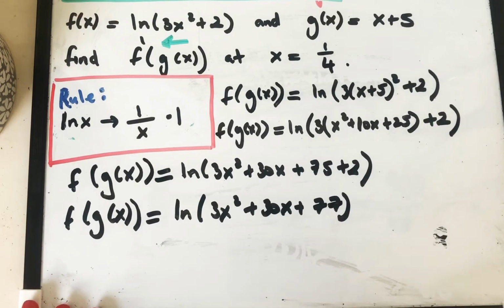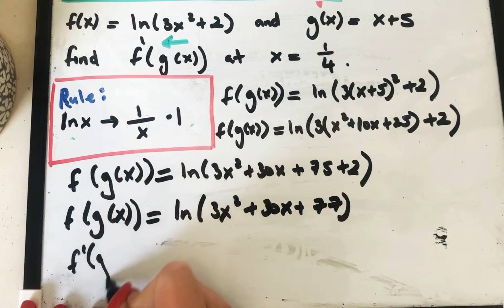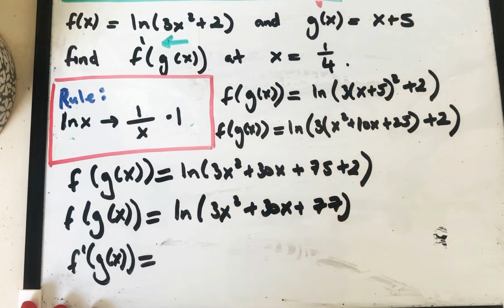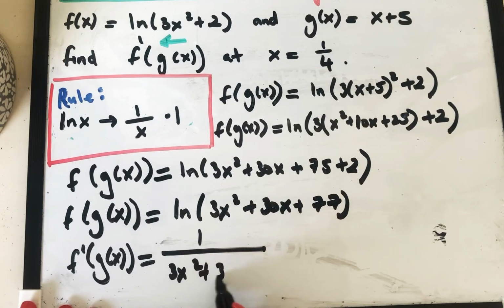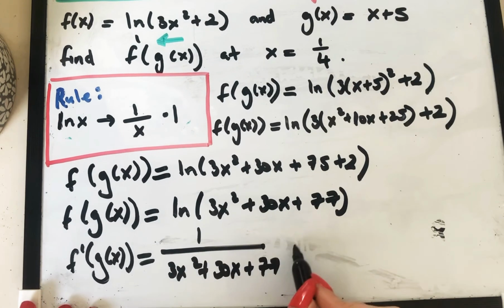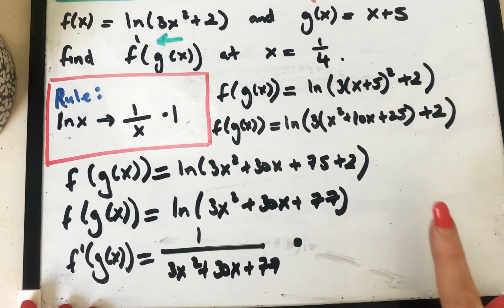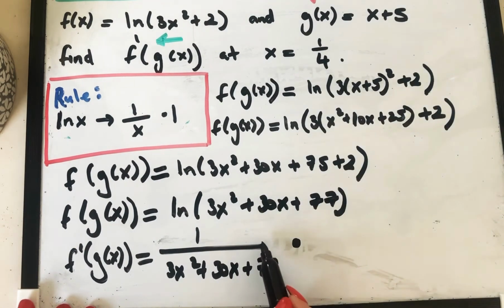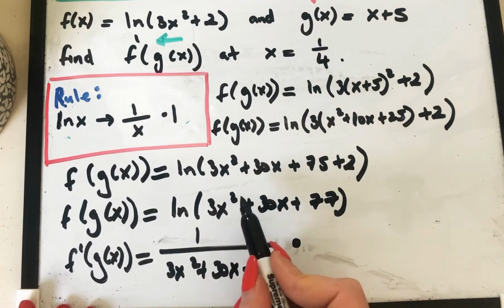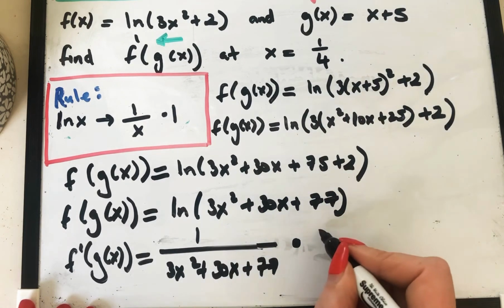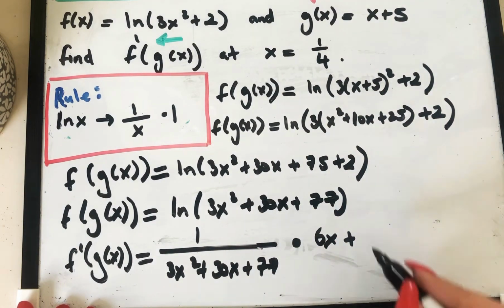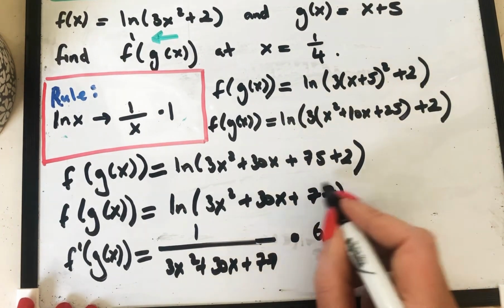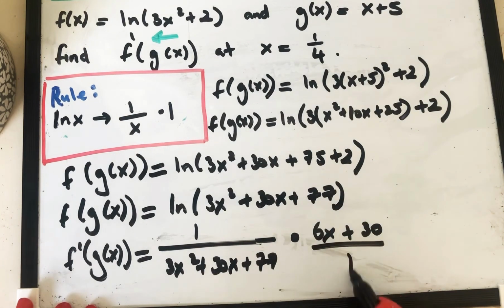So let's have a look at how I do it. So we've got f dashed of g of x. So we have 1 over the bracket. So here's our bracket. Multiplied by the differential of the bracket. So if we differentiate this, what do we get? Well, bring your 2 forward to your 3 to give you 6x. And 30x, when it's differentiated, goes to 30. And of course, any constant goes to 0. So let's put that over 1.